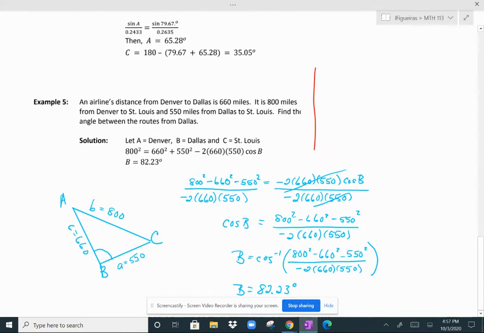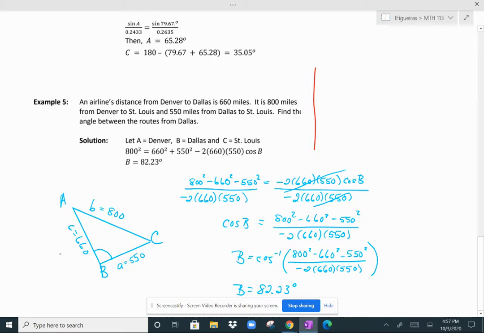All right, so I drew a picture, but in order to label things a little bit more easily, I let A be Denver, B be Dallas, and C be St. Louis. Okay, and we want to find the angle between the routes from Dallas. So that means we need to solve for angle B. Okay, so let's label everything we know. So you're told that from Denver to Dallas, it's 660 miles. So that's from A to B.